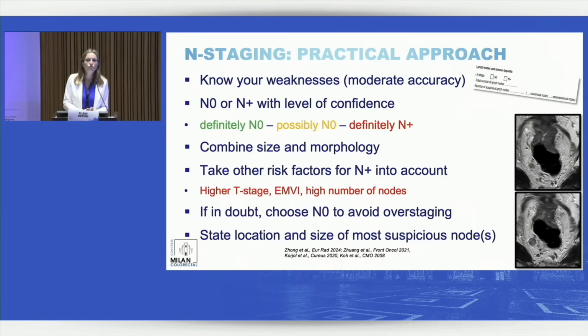And of course, also really important, which will also be incorporated in the updated guidelines, is that you also have to look at the other risk factors, because the chance of positive lymph nodes becomes higher if you already have a lot of other high-risk features, like a higher T stage, EMVI, or a very high number of lymph nodes. If you are really not sure, please choose to go towards the downside to prevent overstaging.